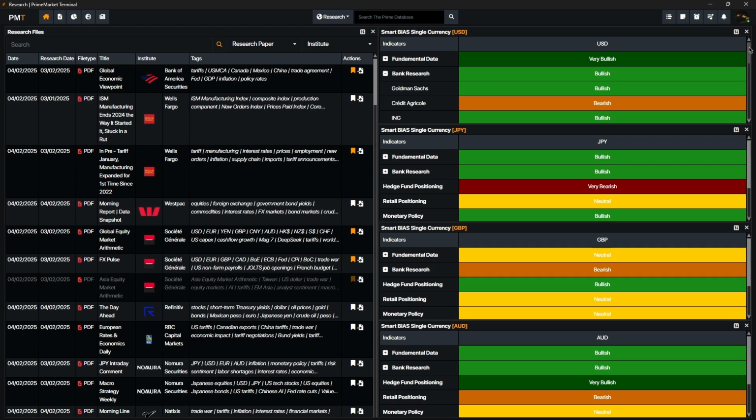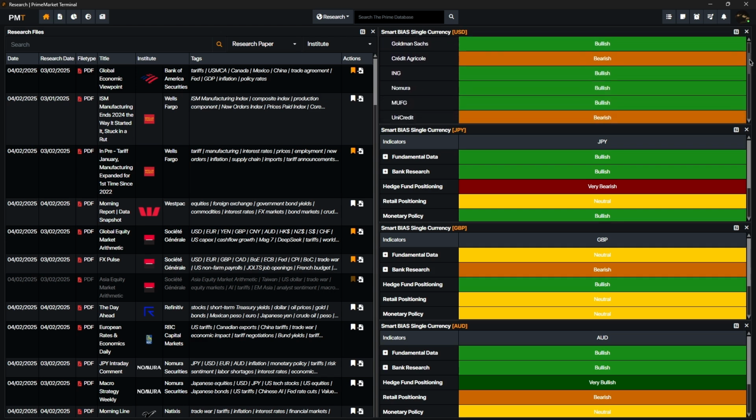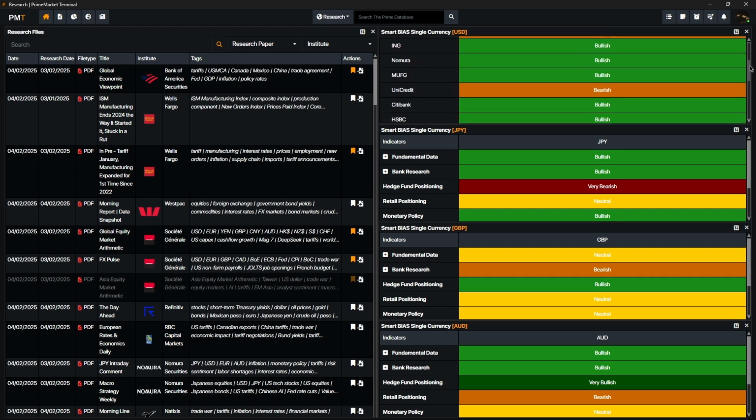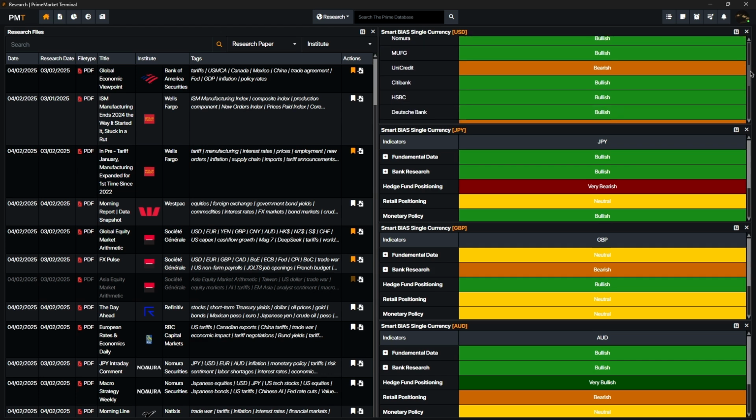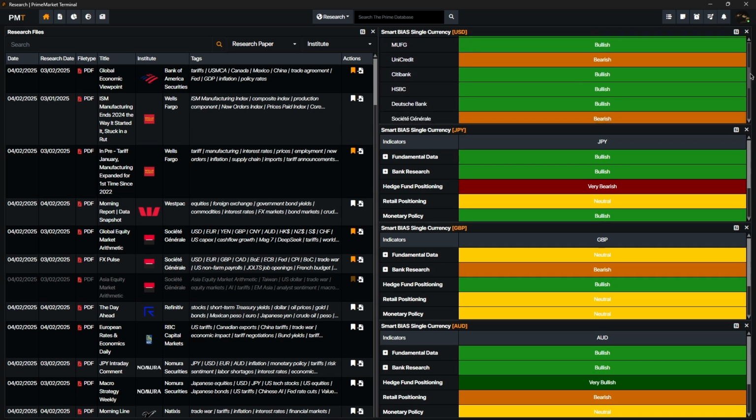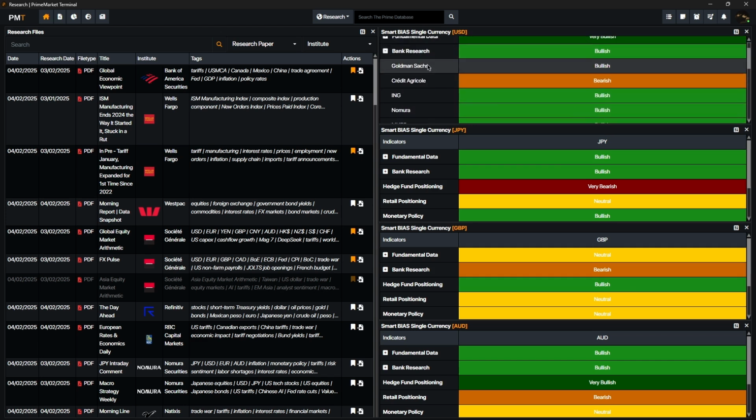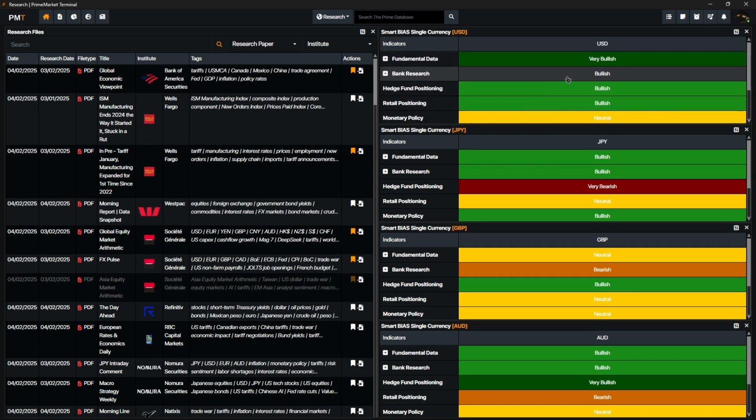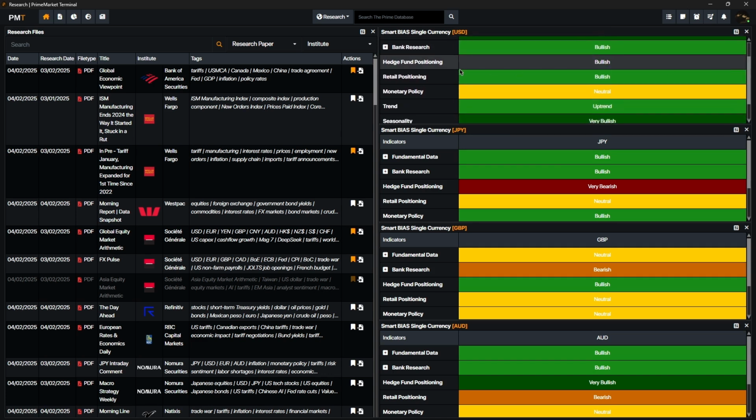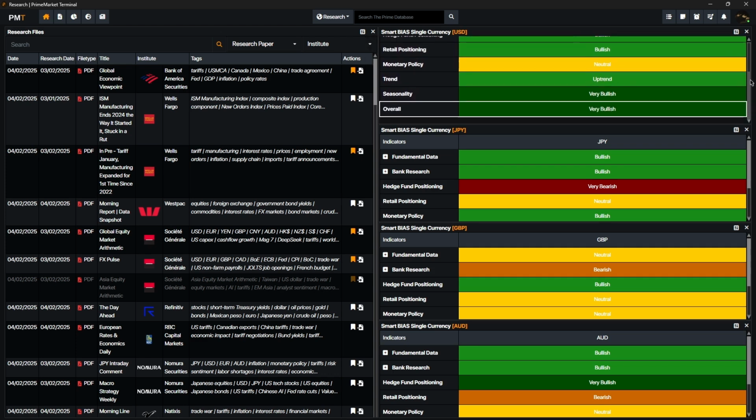But you have the different banks and their positioning on the dollar. So you can see that Goldman Sachs is bullish, MUFG is bullish, UniCredit is bearish, Citibank, HSBC, Deutsche Bank, they're all bullish, right? And you can see that for banks, it's bullish. Hedge fund positioning, bullish, retail positioning, bullish. So you want to do the opposite of retail positioning. So retail traders are bearish on the dollar at the moment, so you want to be bullish, right? Monetary policy, trend, and everything, right?